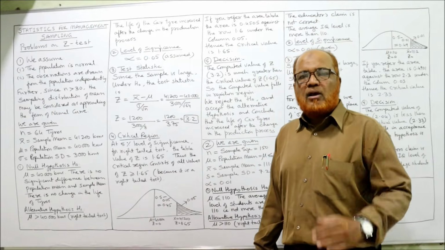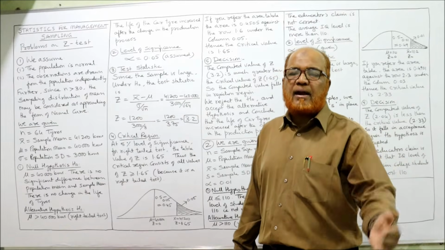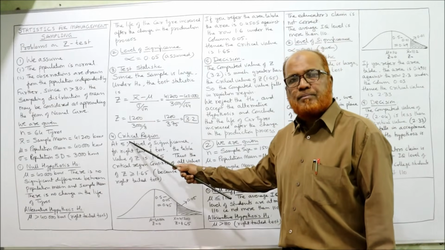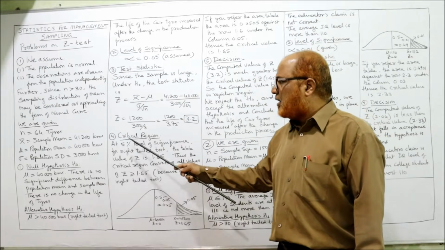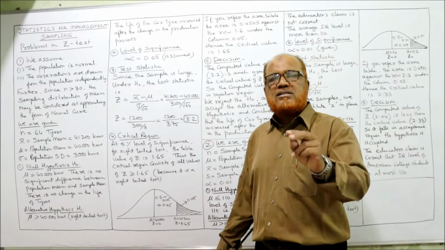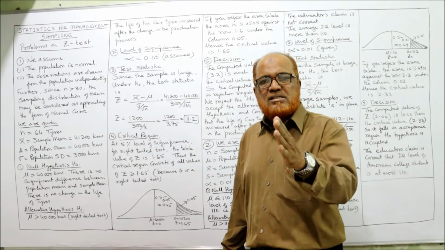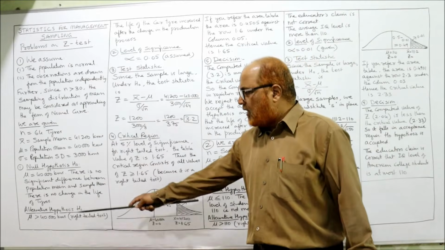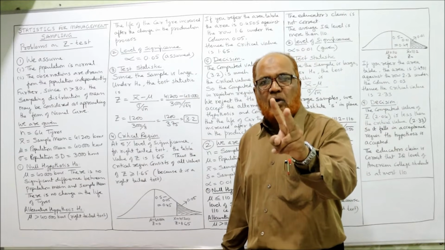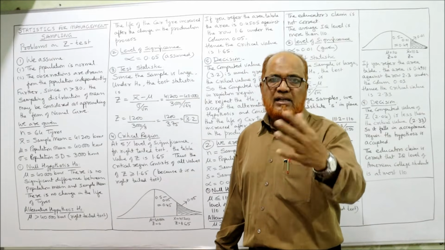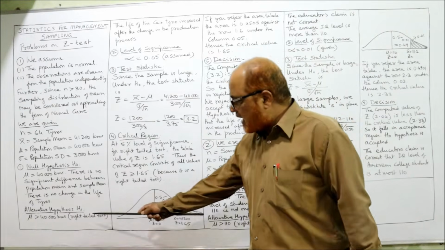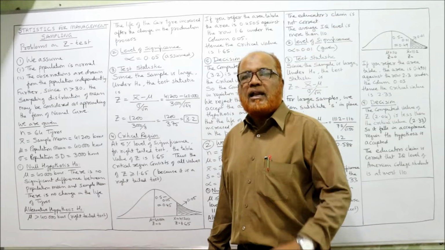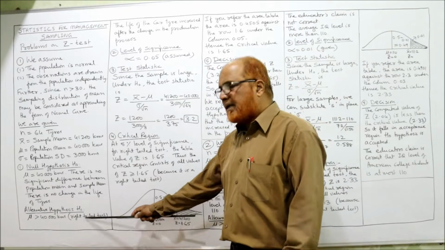Now this computed value of Z should be compared with the critical value of Z. Critical value means table value. Next, step number 4: critical region. At 5% level, the critical region depends on two things. The first is level of significance, and secondly, the alternative hypothesis, whether you are taking one tail or two tail. Some problems are one tail, some two tail. Right now it is one tail, the right tail test. We take the tail only on the right side, not the left tail. That's why it is called a right tail test.